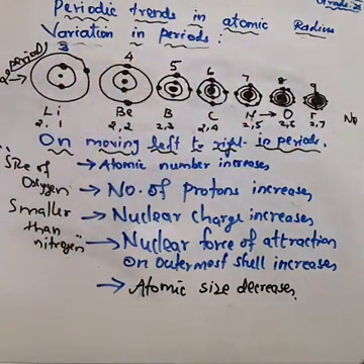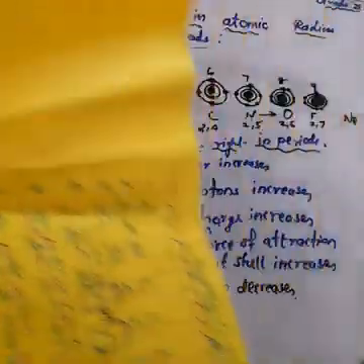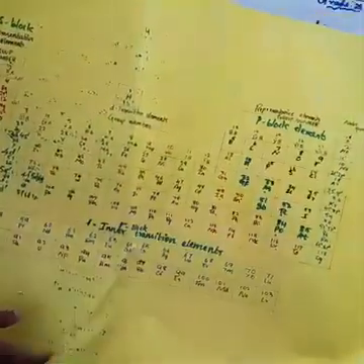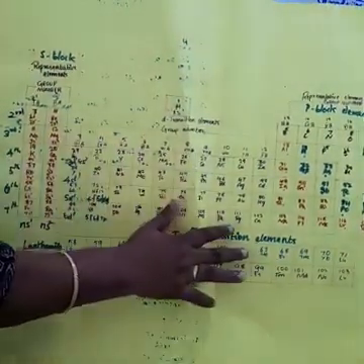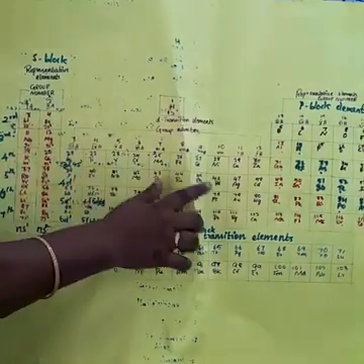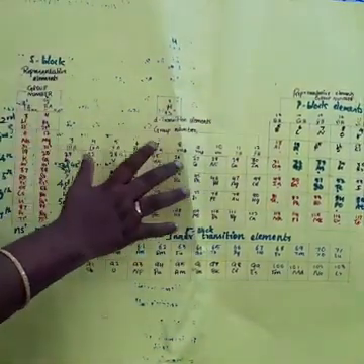Understood? The variation in the atomic size is true for all the periods in the periodic table. How many periods are there? Totally 7 periods are there. The same trend is true for all the periods in the periodic table. So when we move from left to right, the number of shells remains the same.